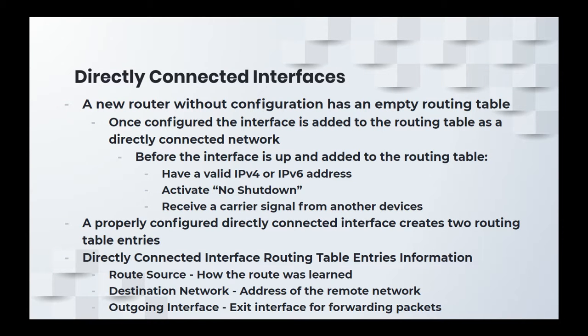A new router with no configuration has an empty routing table. Once configured, the interface is added to the routing table as a directly connected network. Before the interface is up, a valid IPv4 or IPv6 address has to be configured. You must activate it with the no shutdown command, and it has to receive a carrier signal from another device. Once properly configured, an interface has two routing table entries, not one, and each has a route source, destination network, and an outgoing interface.